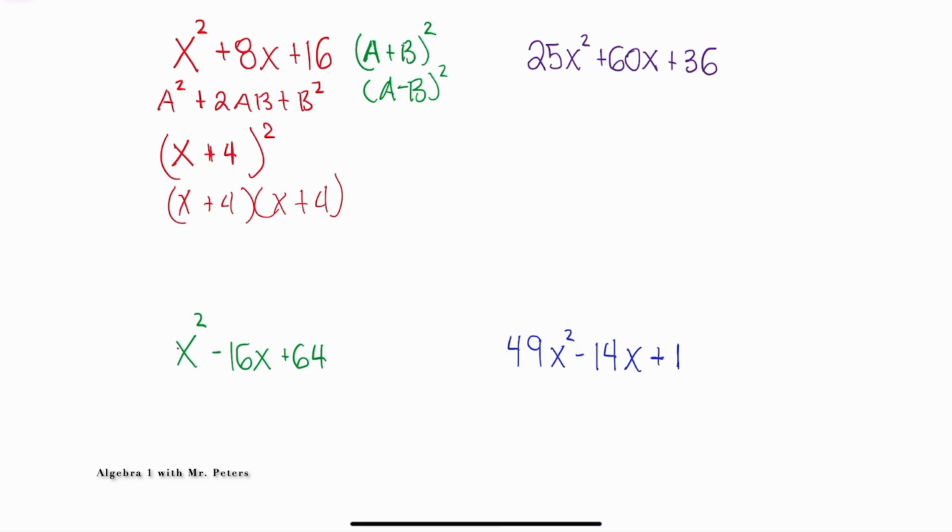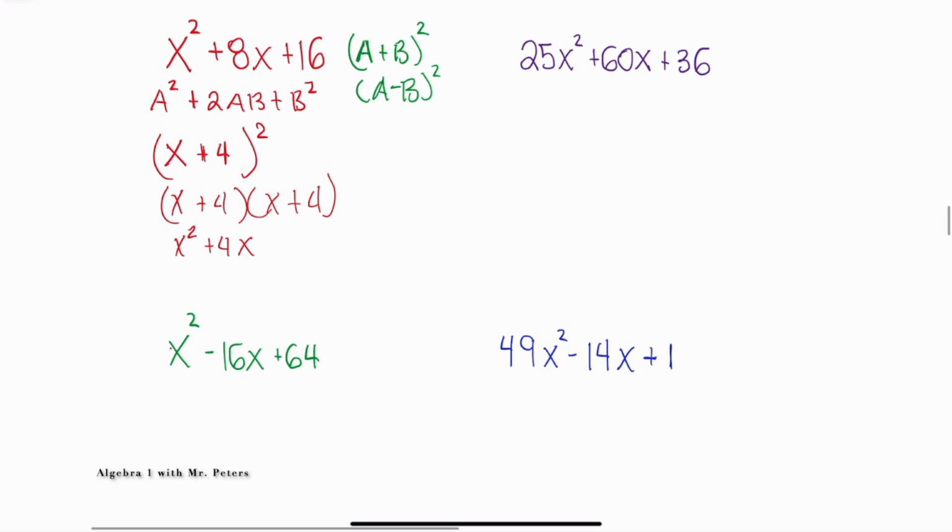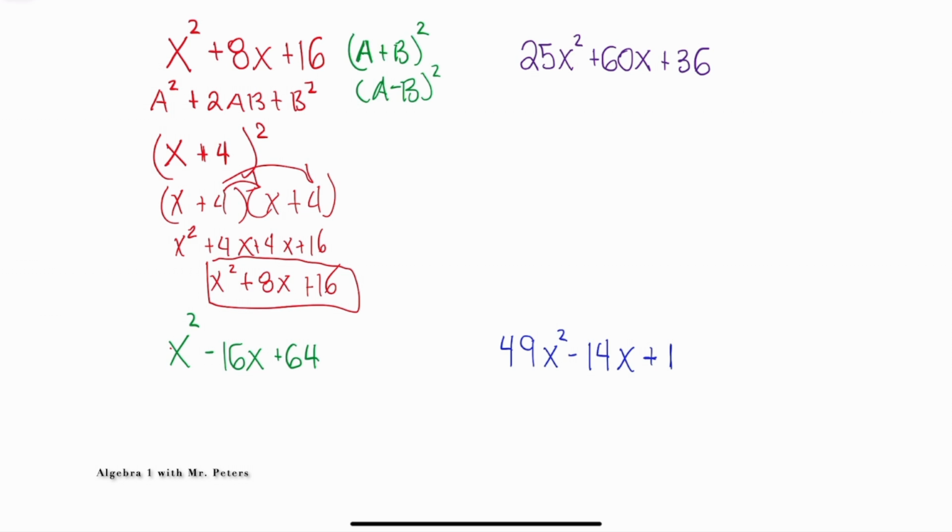So we're going to have x times x, which is x squared, x times 4, which is 4x, and then we go to 4 and we distribute. So we're going to get 4x again plus 16, and when we combine our like terms, we'll have x squared plus 8x plus 16, just so that you guys could kind of understand how it works.